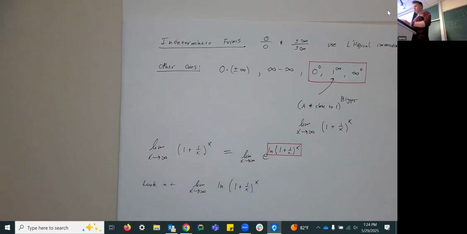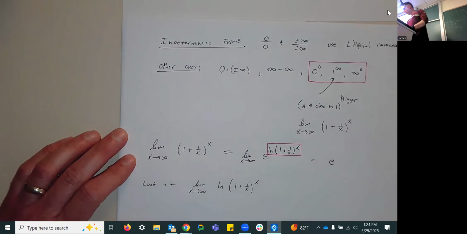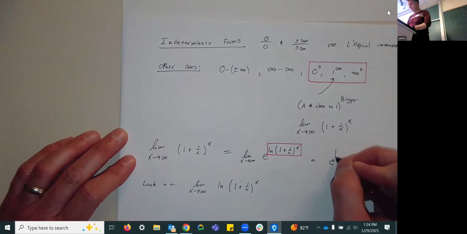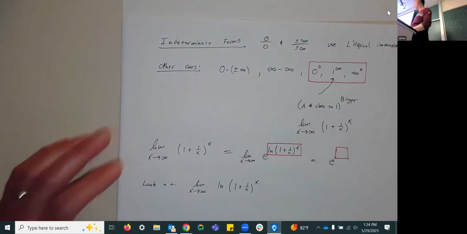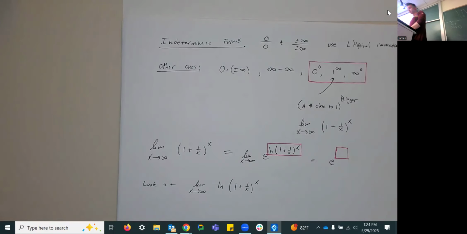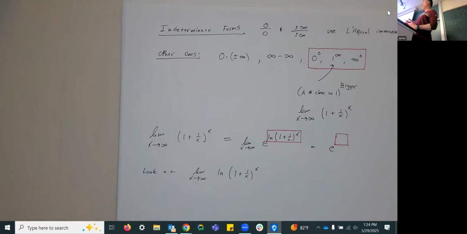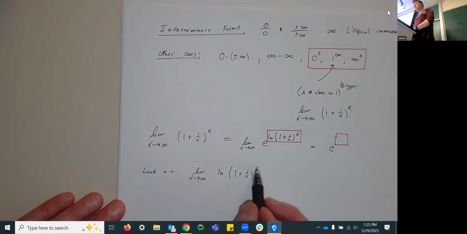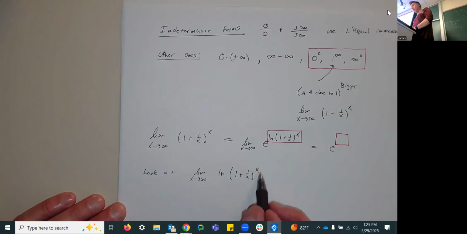So this is going to end up equaling e to whatever that limit is down there, because you took a natural log, and then we're going to undo the natural log by doing e to that thing. Why did we take the natural log? There's a reason. The reason is so that we can deal with this exponent, right? We want to bring that out of the power.